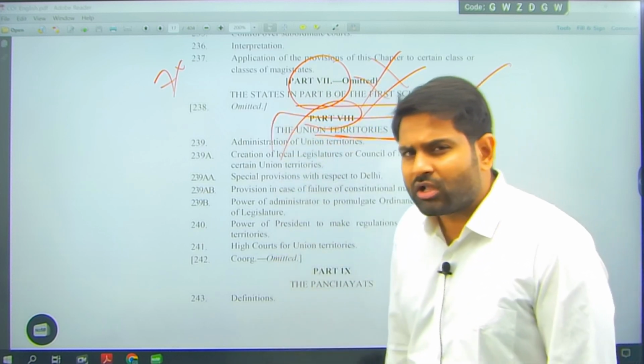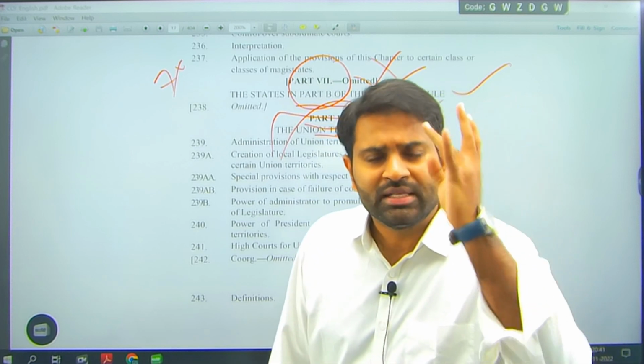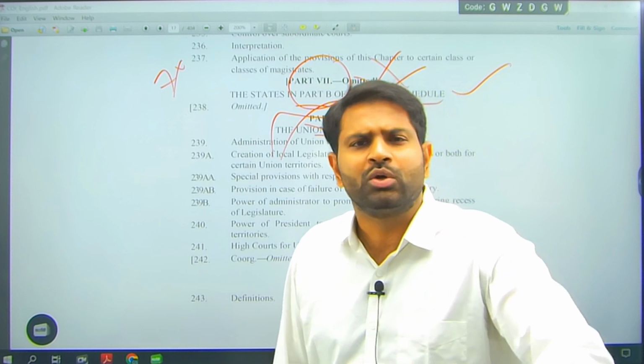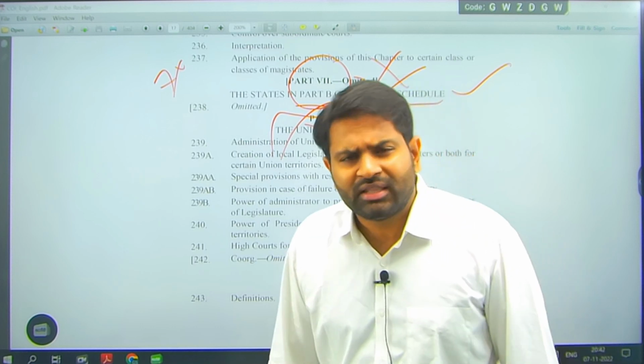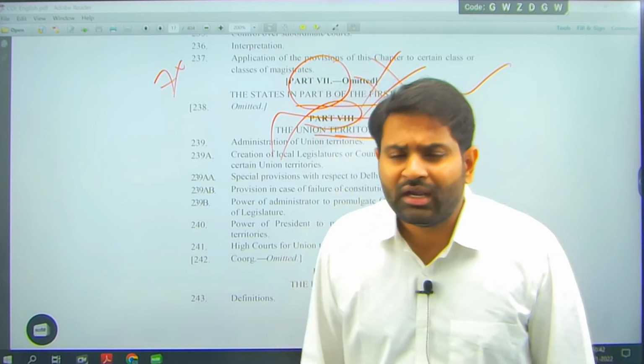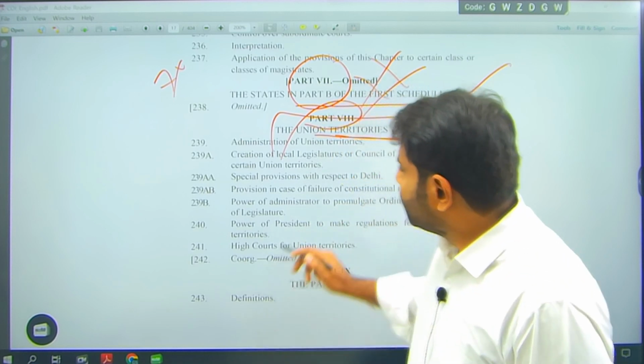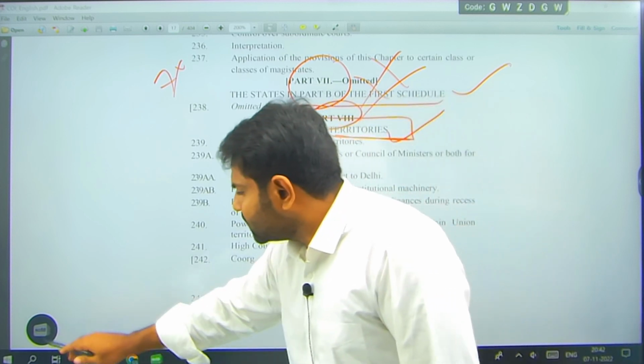Can you see? This is also a type of administration. Union government is one, state government is one. The third one is union territory. Union territory is also in the hands of the center. But there are some places like Puducherry and Delhi where they have little legislative autonomy, right? So we have the eighth part, union territories.